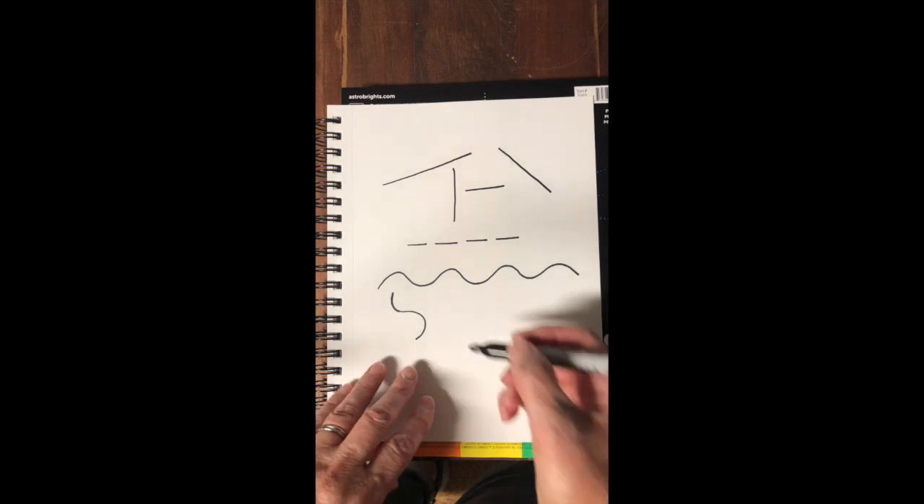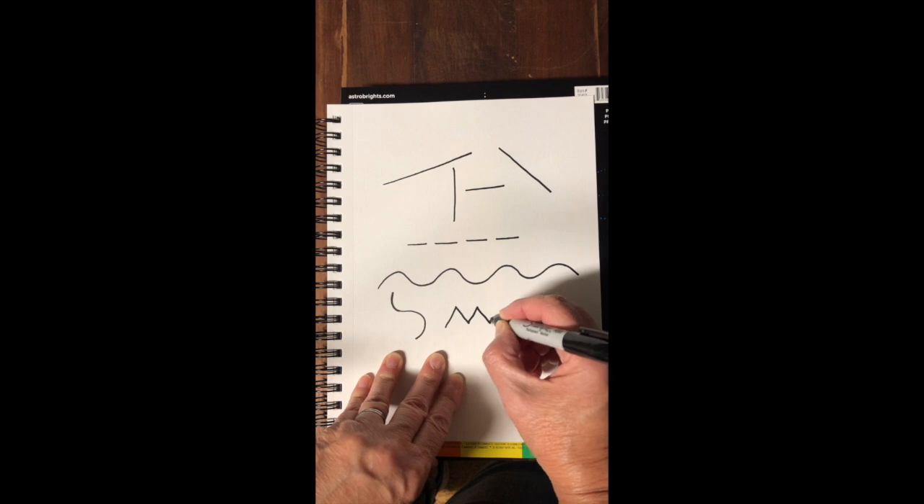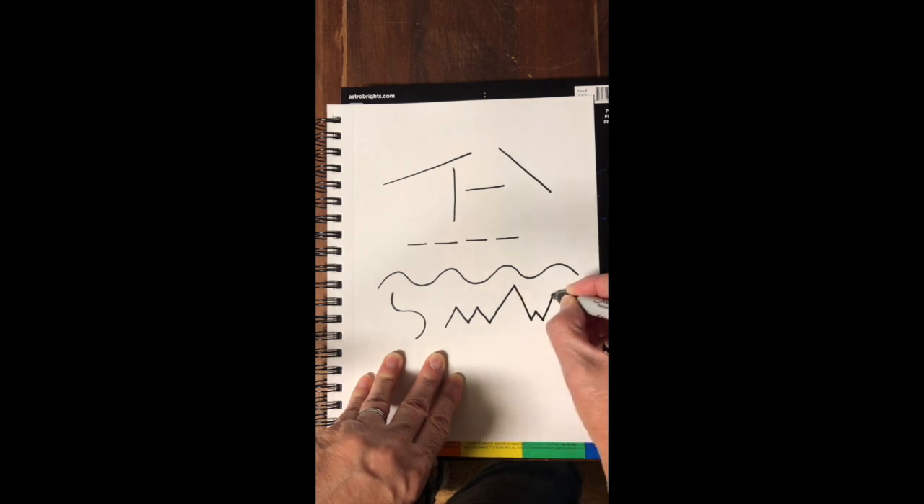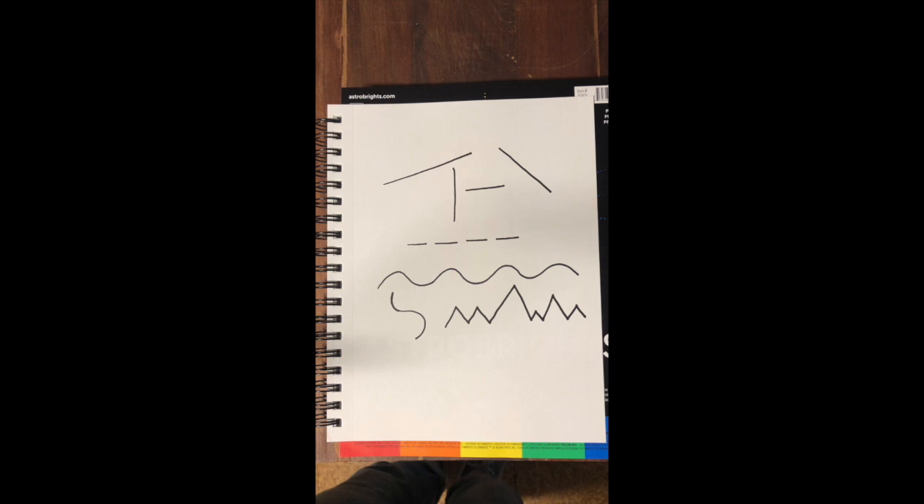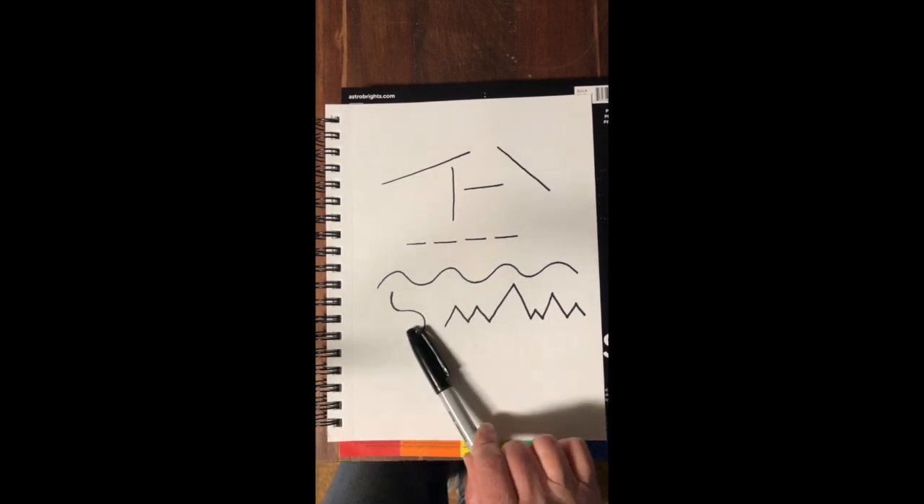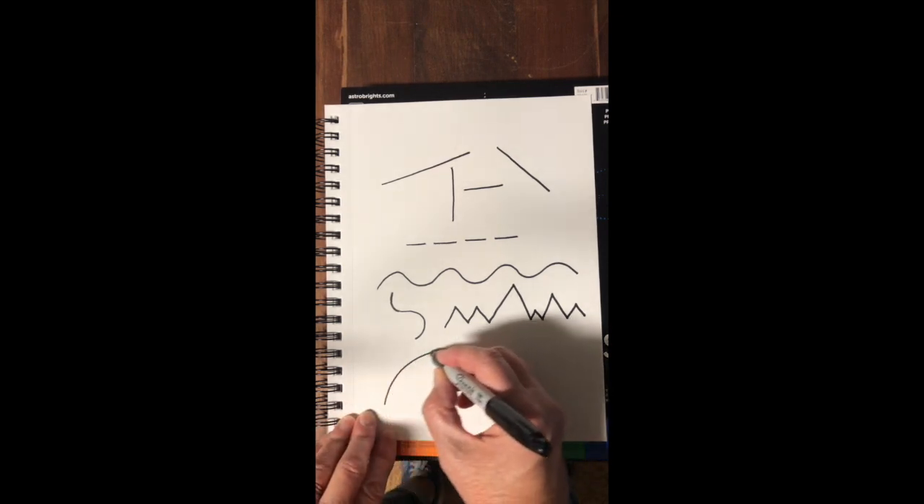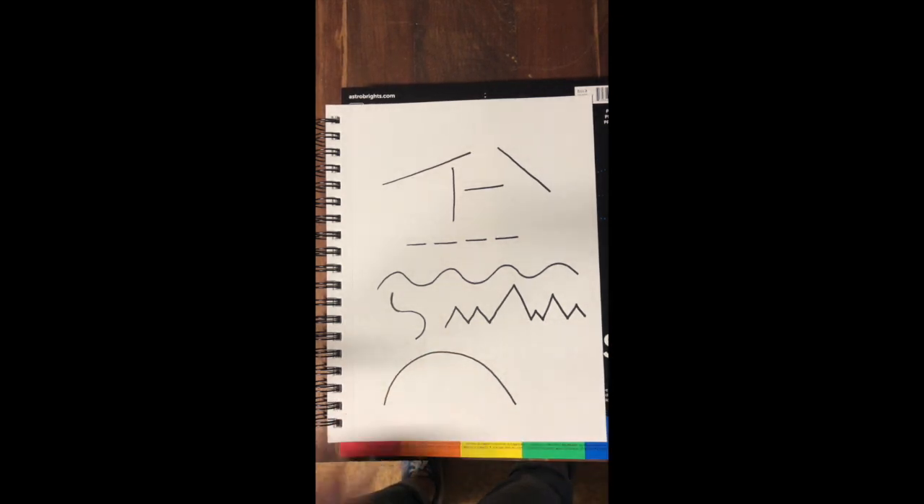Let's look at something else fun that shows movement. How about a zigzag line? And they don't all have to be the same size. That would be kind of boring. All right, so now we have a zigzag line. So we have a regular line, broken line, curvy line, which is an S curve line, a zigzag line. Now let's just do a curved line. All right, just your basic curve. So those are the basic lines that we're going to be using for our art projects right now.